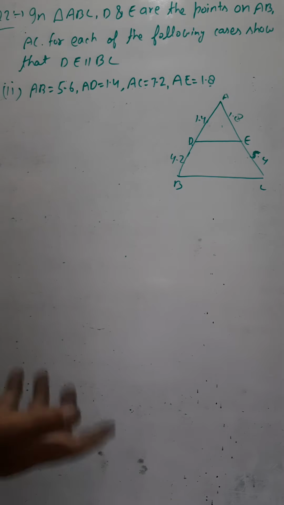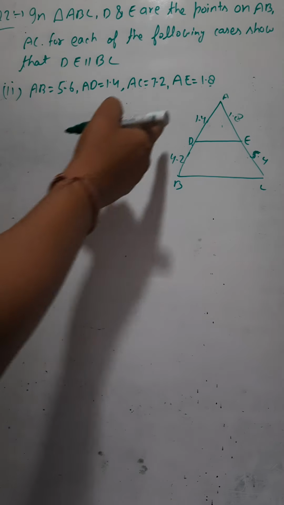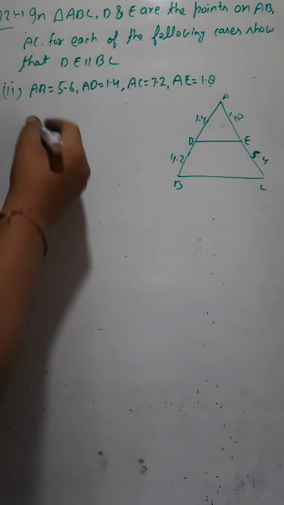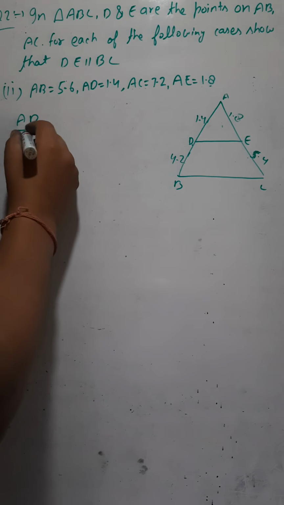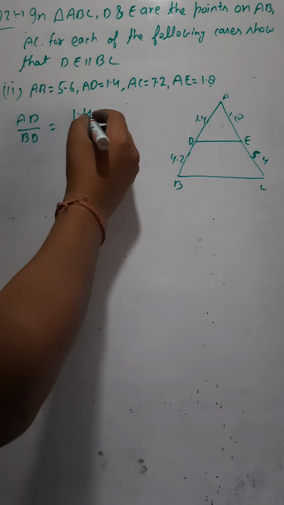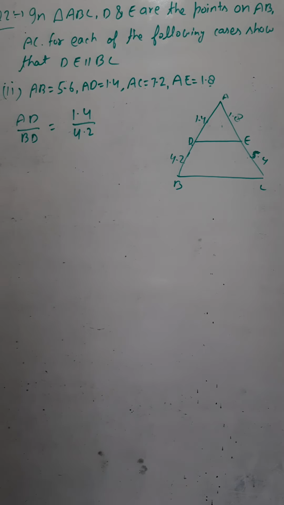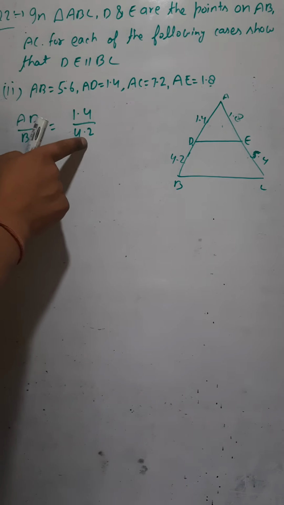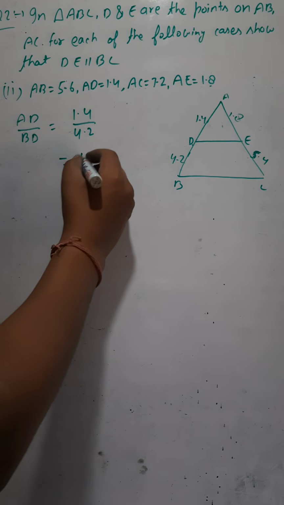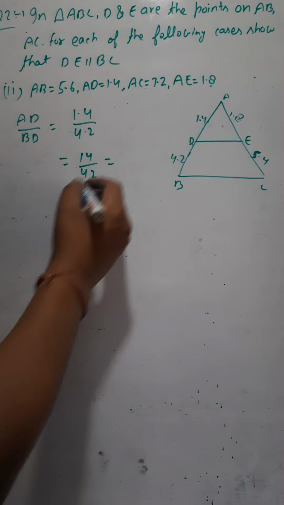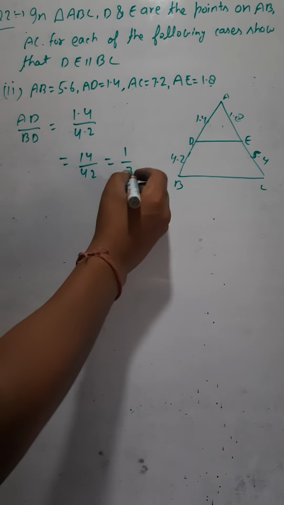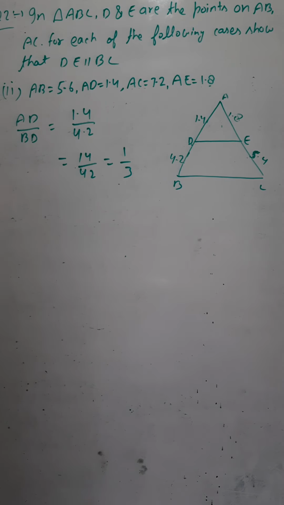Now let's check whether the ratios are the same or not. Let's check the ratio first, AD by BD. It would be 1.4 by 4.2. Here after decimal there is 1 place, and here also 1 place, so you can remove it. It would be 14 by 42. 14 ones are 14, 14 threes are 42. Both are divided by 14, meaning 1 by 3 is the ratio.